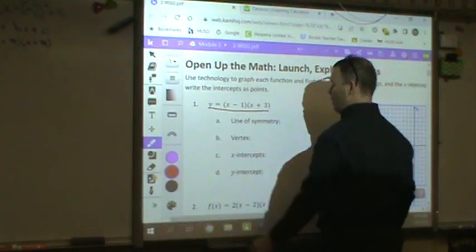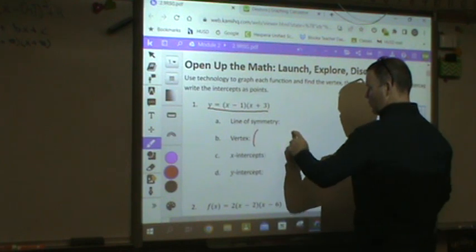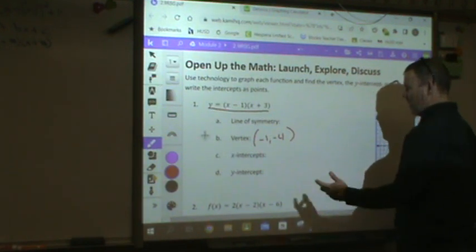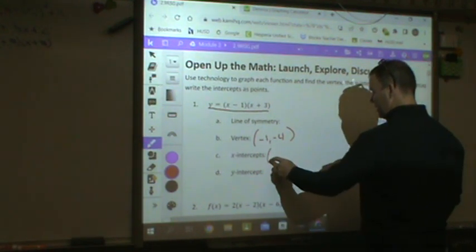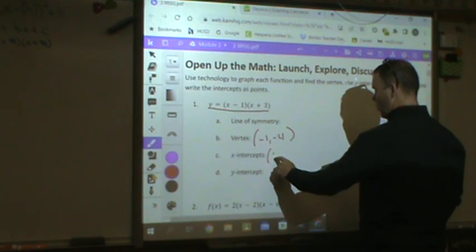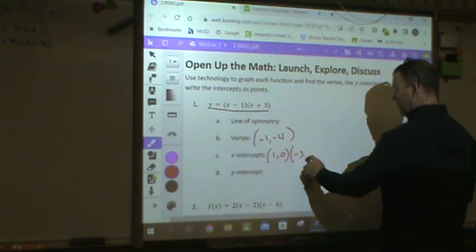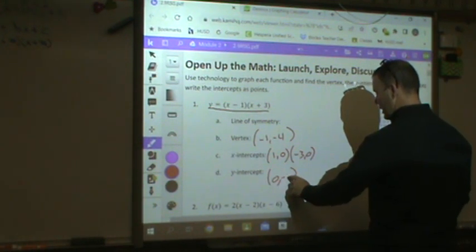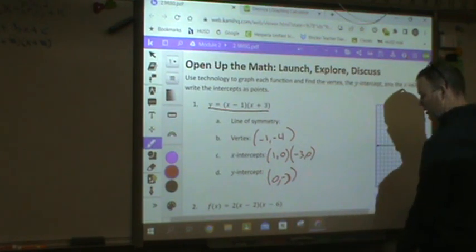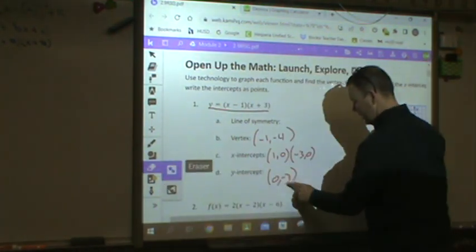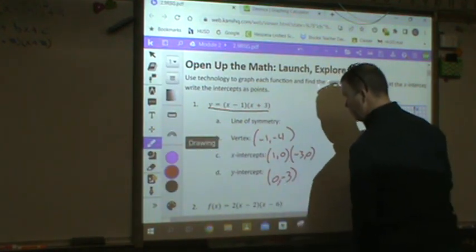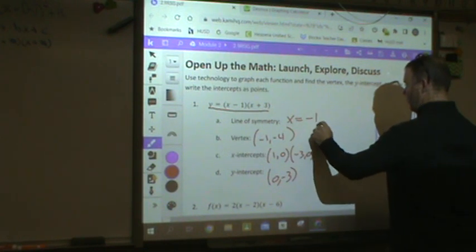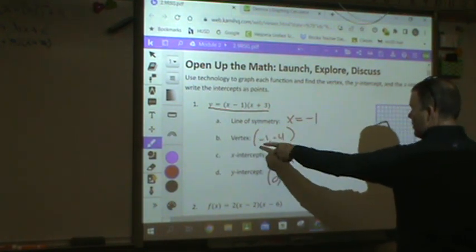So let's go ahead and put all that information in here. My vertex, what was my vertex? I believe it was -1 and -4. How do I figure that out? I'm going to tell you in a second. My x-intercepts are going to be 1 and 0 and -3 and 0. We'll notice something about those in a second. And the y-intercept was 0 and -3. Line of symmetry, what's that? It should be x equals -1, because remember, the x value of the vertex and the line of symmetry end up being the same.